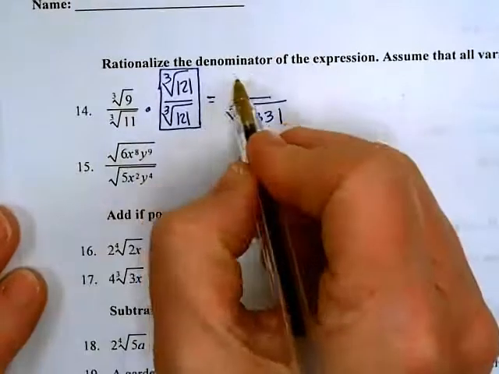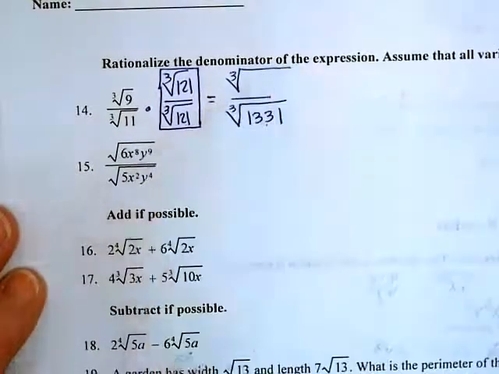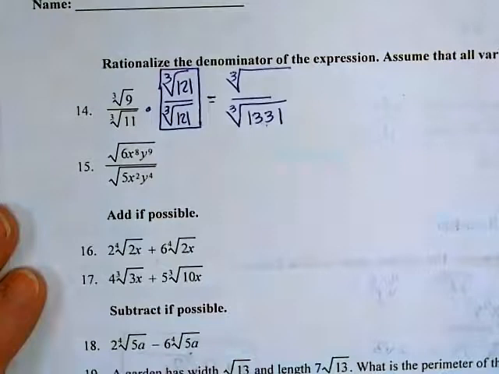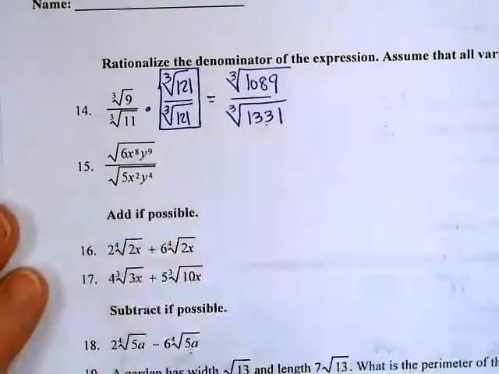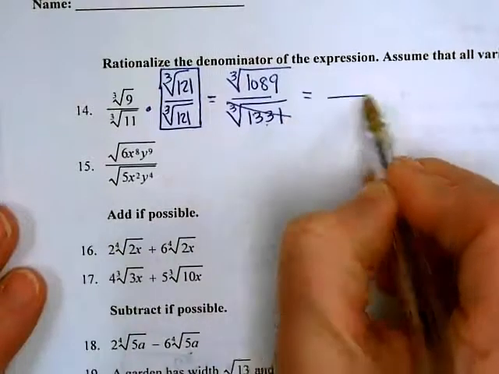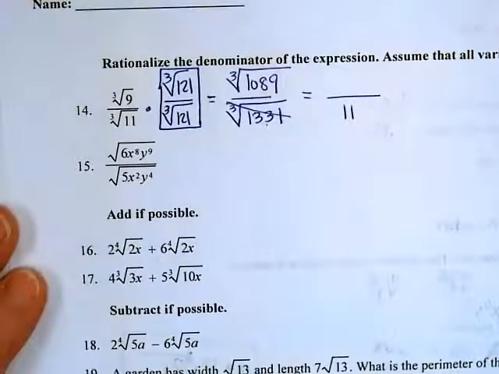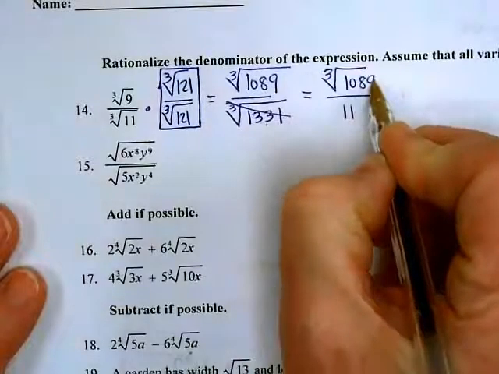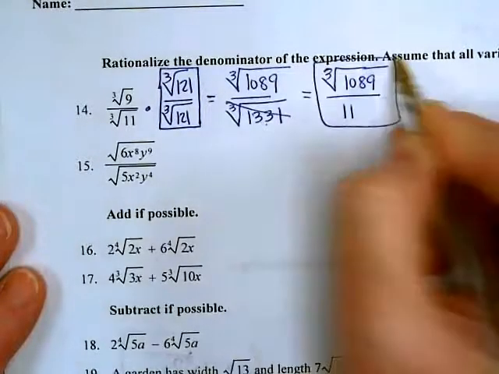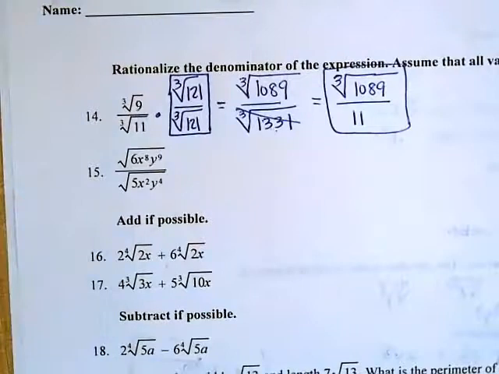The numerator, what are we going to get there? 9 times 121. Okay. Now, the whole point in doing this was so that I could answer the denominator, and its answer is 11, and the numerator doesn't simplify. It stays like it is. Okay? Got to rationalize the denominator. Same thing in number 15.